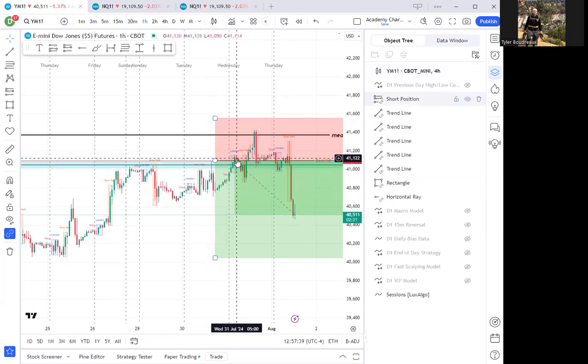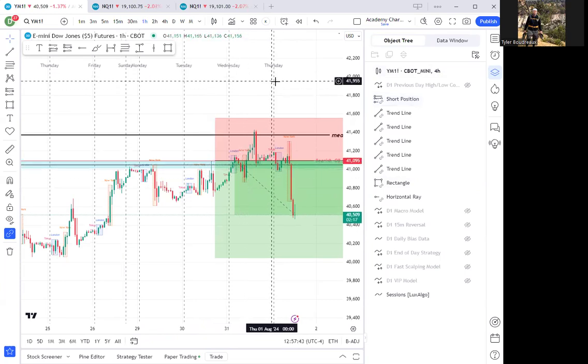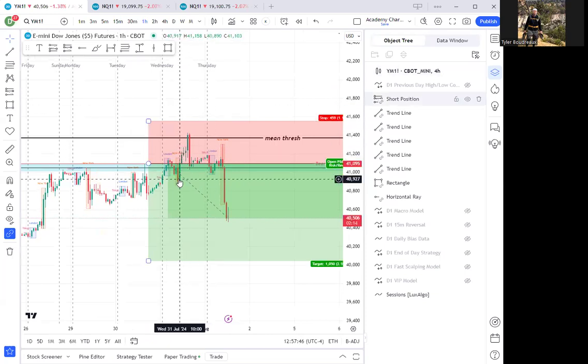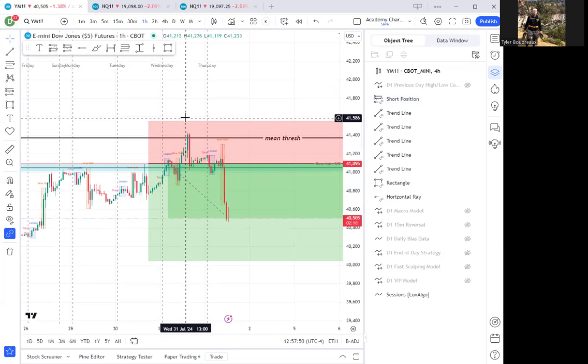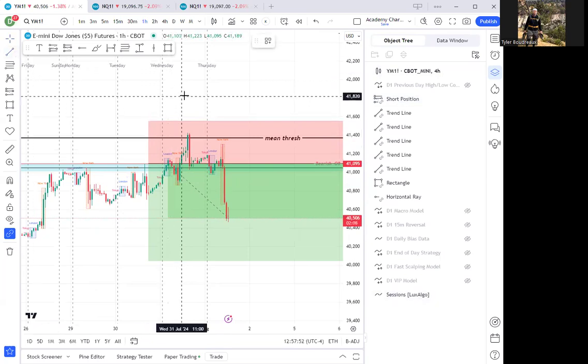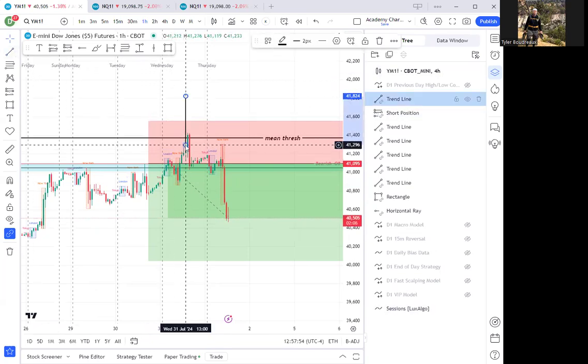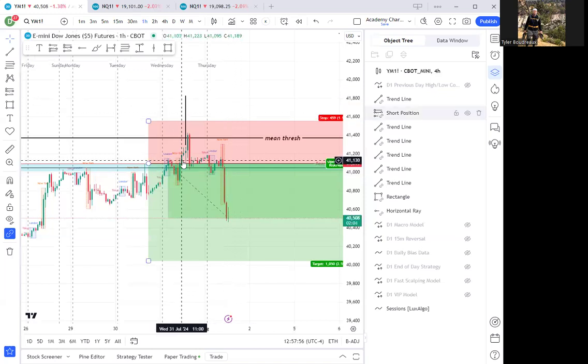Then here we get another one, trades up on Wednesday now. And now we're expecting something to happen. Why? Because it's an interest rate decision. We trade right up into the mean threshold. And then right here at 1300, it's kind of hard to see, but this candle here, the interest rate drops.